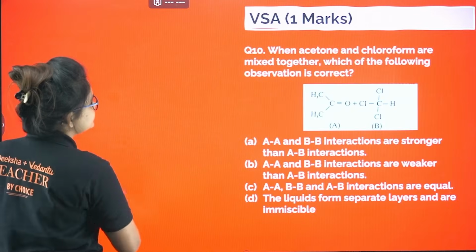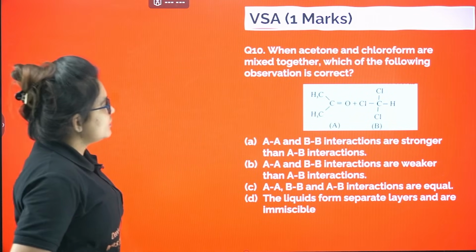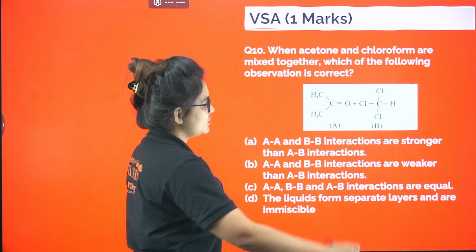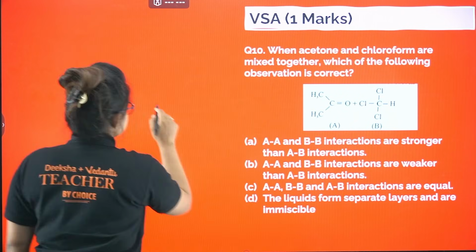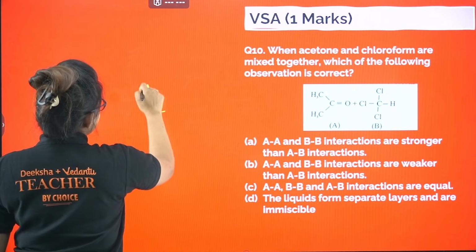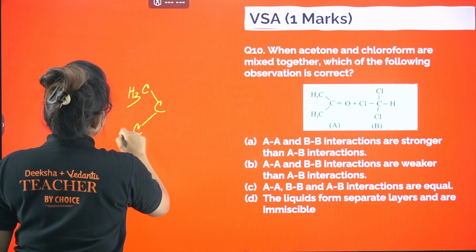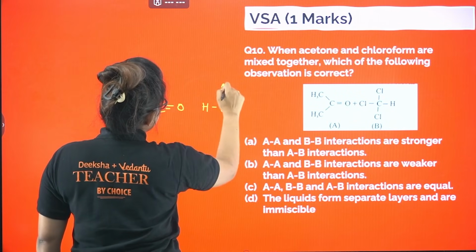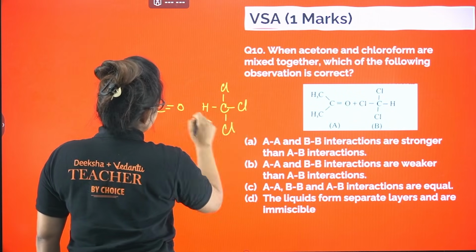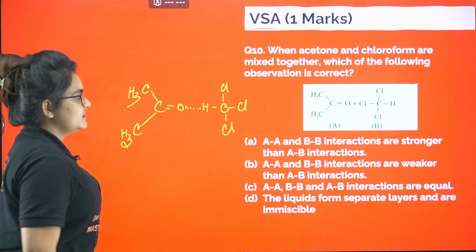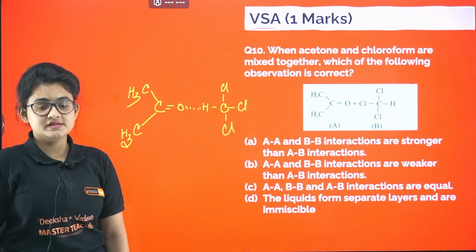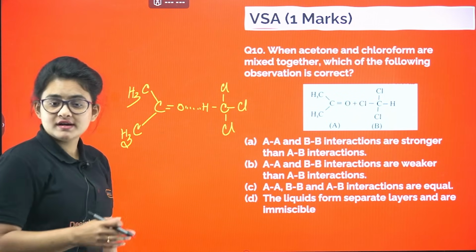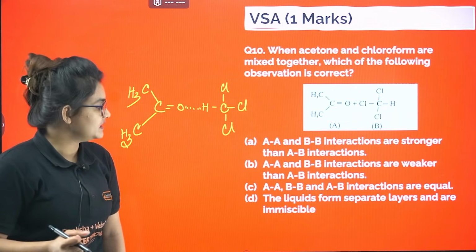Let's proceed further. When acetone and chloroform are mixed together, which of the following observations is correct? Whenever acetone and chloroform are mixed, intermolecular hydrogen bonding will be there. Chloroform hydrogen and acetone oxygen will create some hydrogen bonding, and as a result the interaction becomes very strong. So the AB interaction will be stronger than that of the individual AA and BB interactions.